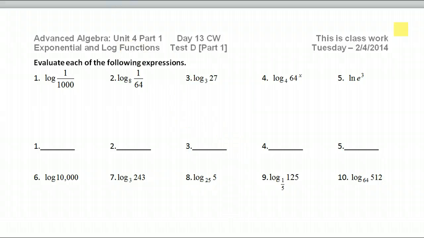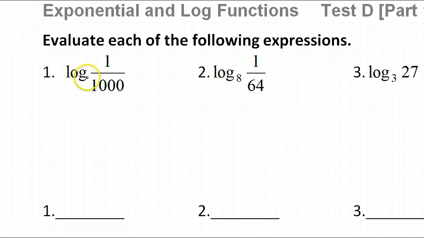Alright, anyways. Looking at number 1. I've taught you to do this 2 different ways. One way to think about it: remember, there is an invisible base 10 hiding in there somewhere. Cover up this 1 for a minute and just ask yourself, 10 to the what power is going to give you 1,000?